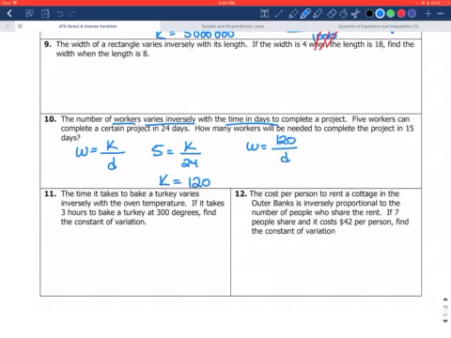And then it says how many workers will be needed to complete the project in 15 days. So in other words, we're asking how many workers if we do it in 15 days. In 120, I believe that will be 8. Yeah, 8. And make sure you put 8. I did exactly what I was about to tell you not to do.